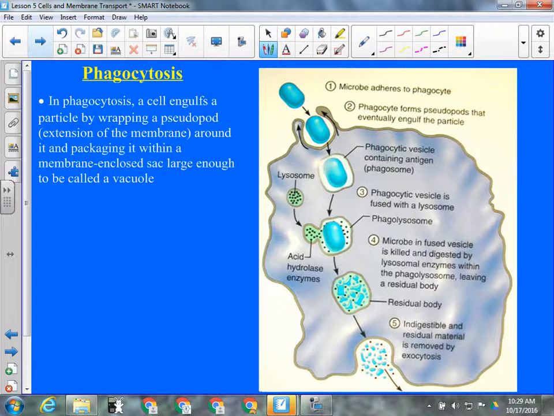All right. So phagocytosis, the cell engulfs a particle by wrapping a pseudopod, which is an extension of the membrane, around it and packaging it within a membrane-enclosed sac, large enough to be called a vacuole. Right? This is how your white blood cells kill bacteria. They eat them. They go around and they just envelop them like that, and then they digest them inside. And that's how your body gets rid of infections.